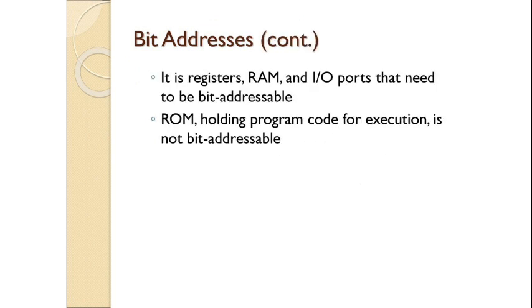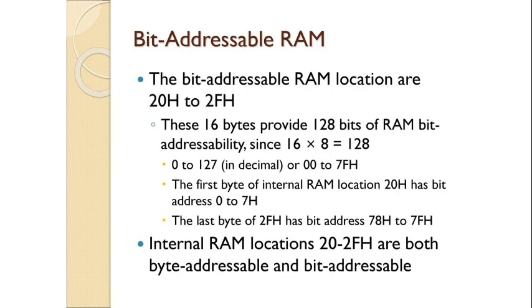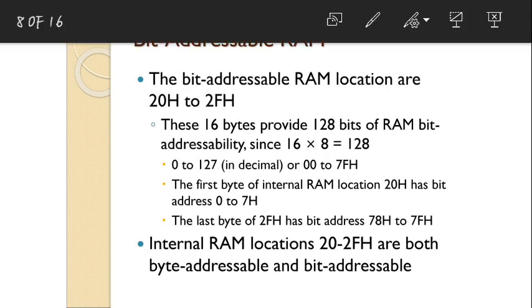So it is registers, RAM and IO ports that can be bit addressable, whereas ROM, which holds the program code for execution, is not bit addressable. RAM can be bit addressable, whereas ROM cannot. It is only byte addressable. Next, bit addressable RAM. The bit addressable RAM locations are 20H to 2FH, that is called bit addressable internal RAM.